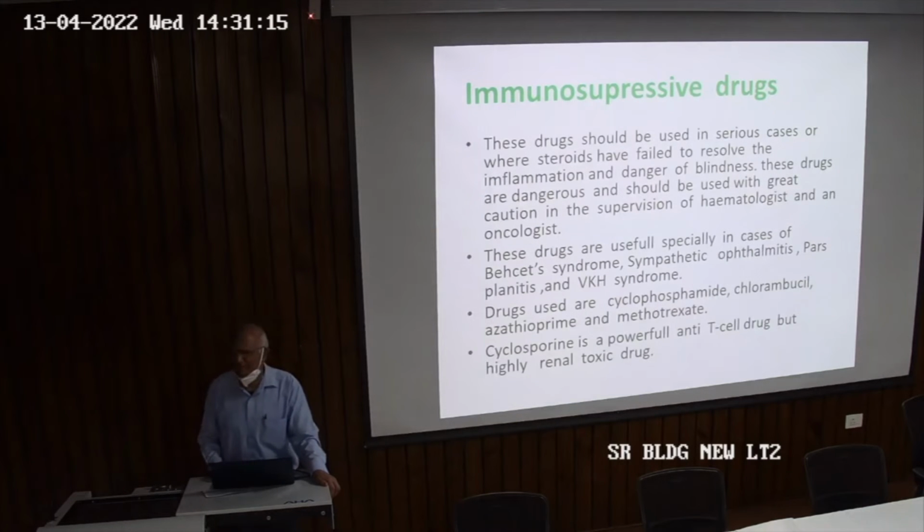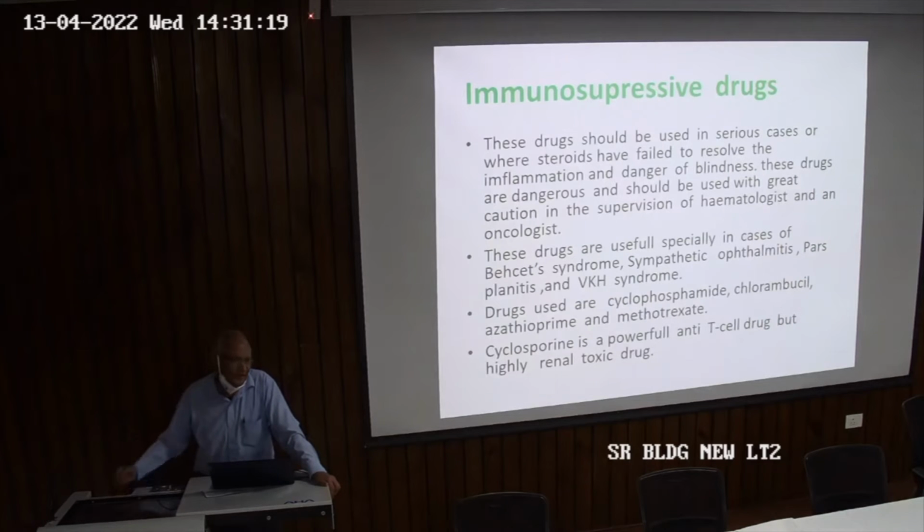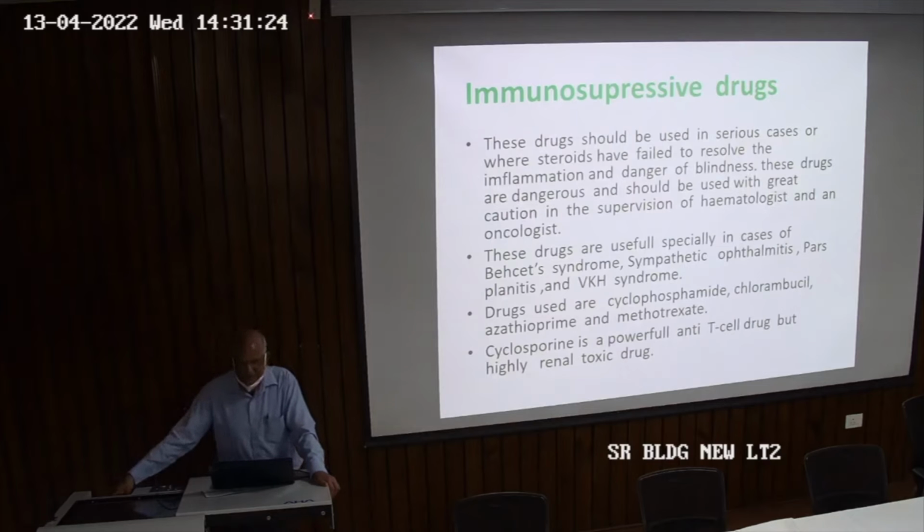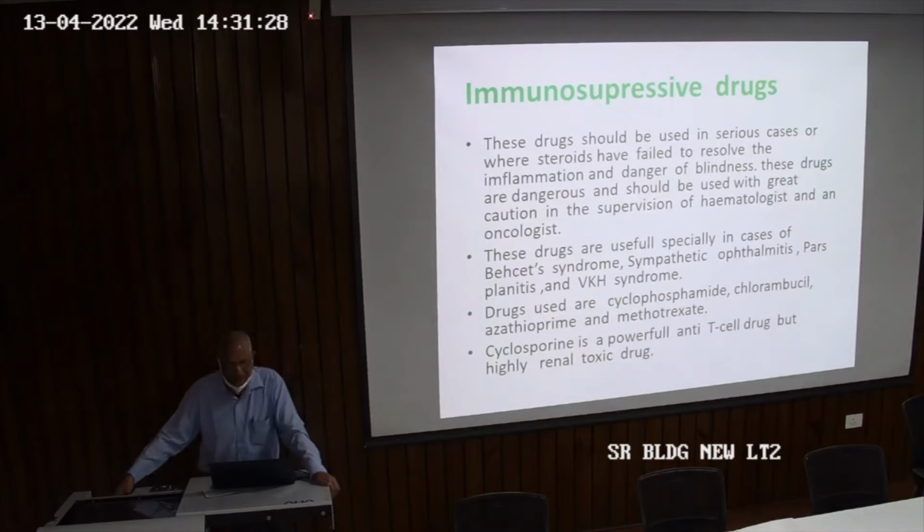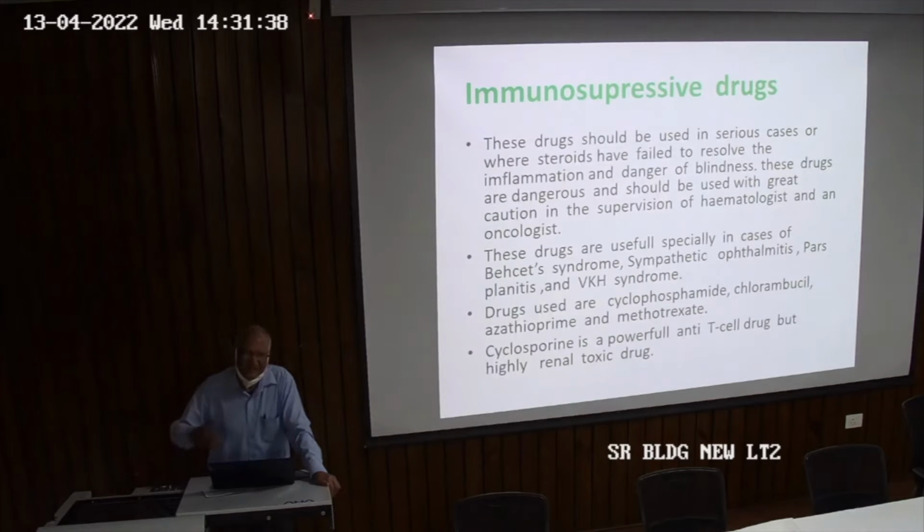Then there are immunosuppressive drugs. Some drugs we start just to suppress the immune mechanism. These drugs should be used in serious cases or where the steroids have failed to resolve the inflammation and there is danger of blindness. These drugs are dangerous and should be used with great caution and under the supervision of a hematologist and oncologist, because they have too much toxicity. We start them with the supervision of an oncologist or hematologist.